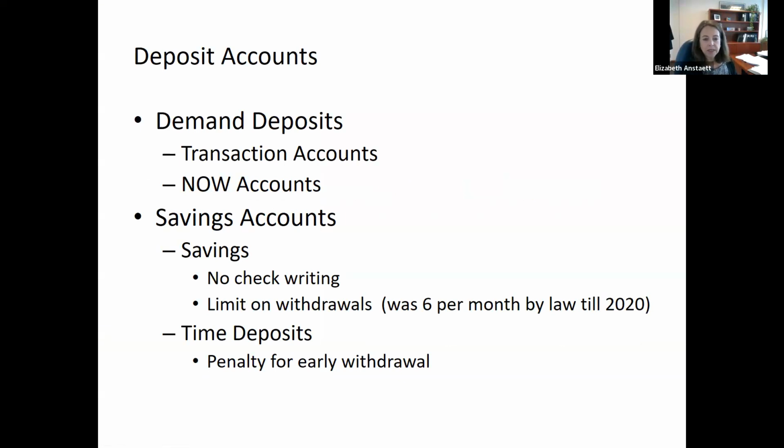What is sort of interesting is that they were contrasted with savings accounts, which had no check writing privileges. But what we see is that now with electronic transactions, the difference between savings and demand deposits is quite different. And part of that is because now that you don't use checks, you can move money from your savings account really the same way you can move it from your transaction account. And the other big change is that traditionally the federal law prohibited more than 6 transactions per month out of a savings account. But that was removed in 2020 during the pandemic.